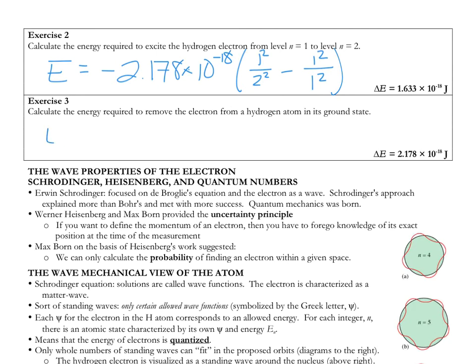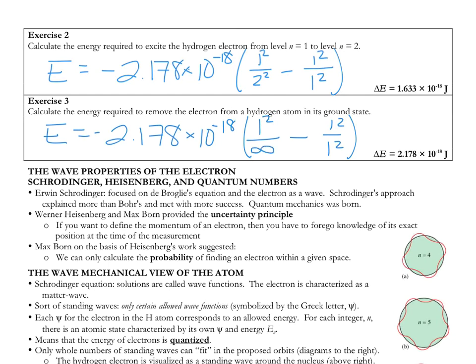The second one's the exact same idea. Calculate the energy required to remove an electron from a hydrogen atom in its ground state. A reminder that ground state means we are starting at n equals 1, the lowest possible energy level, so our initial value is the same. For removing it, that means we're going to the highest possible energy level. And not just the highest level on the periodic table that's been discovered so far, which would be level 7. We're going beyond that, or we're removing it. So really, this is infinity.